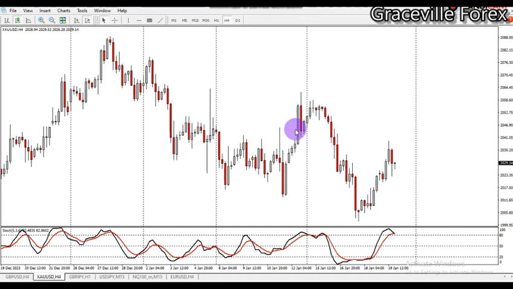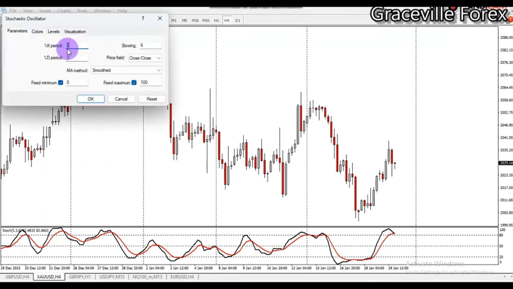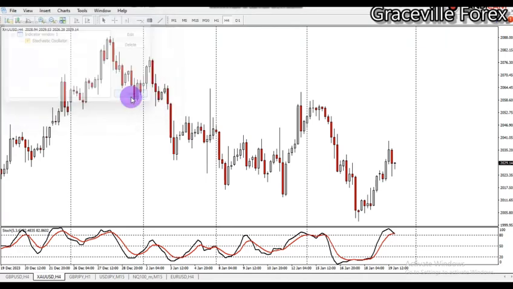Now in this strategy we make use of the stochastic indicator with the settings of 5, 3, 6, with the moving average method of smoothed. So this is the setting for the stochastic indicator.